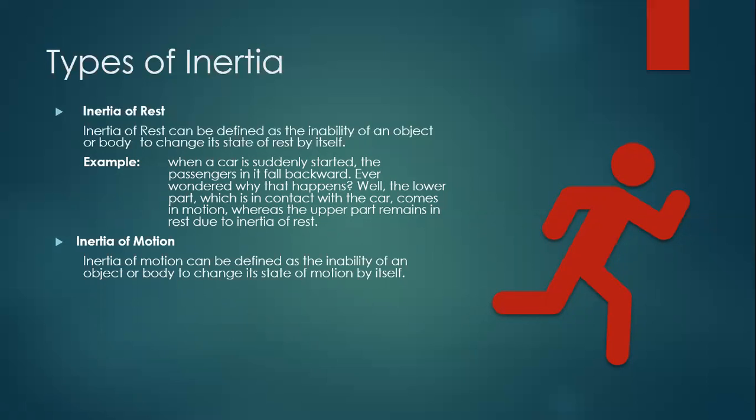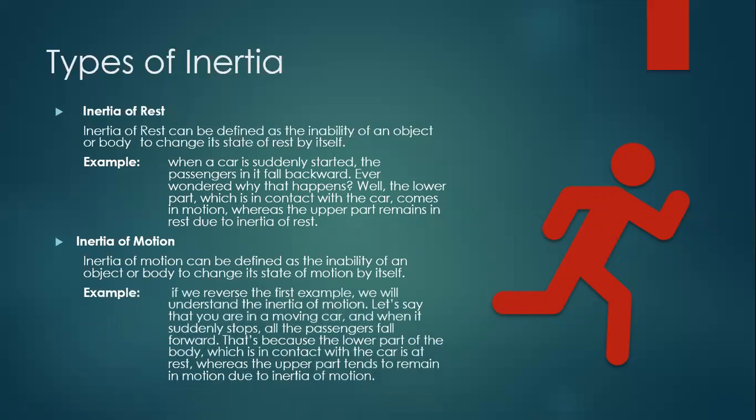If we reverse the previous example, let's say that you are in a moving car and when it suddenly stops, all the passengers fall forward. That's because the lower part of the body, which is in contact with the car, is at rest, whereas the upper part tends to remain in motion due to the inertia of motion. That is the inertia of motion.